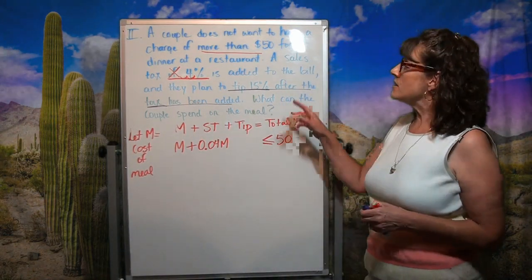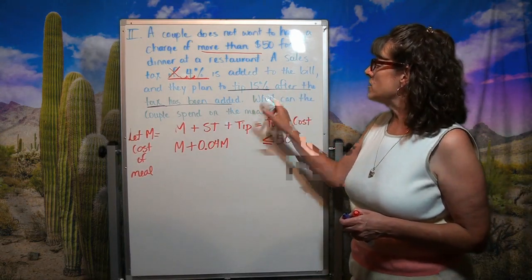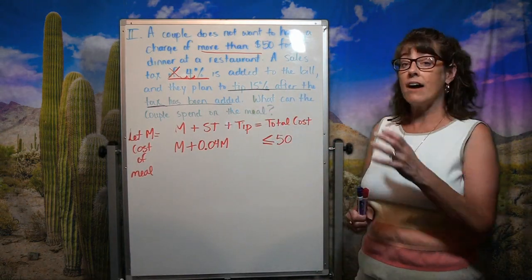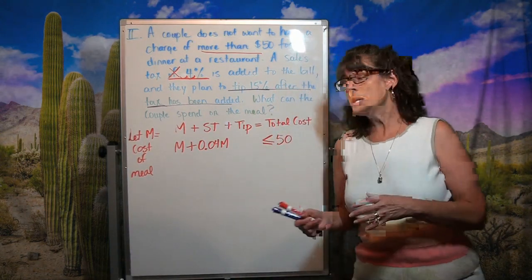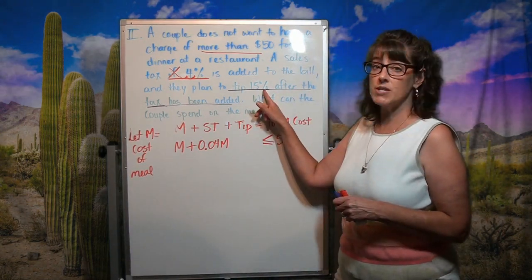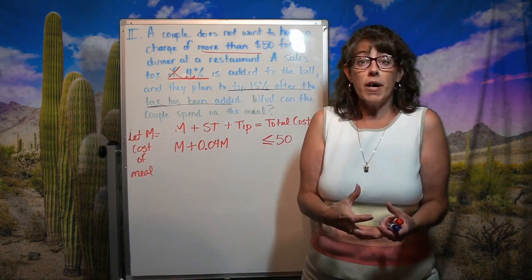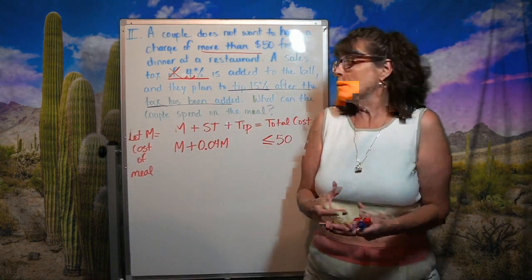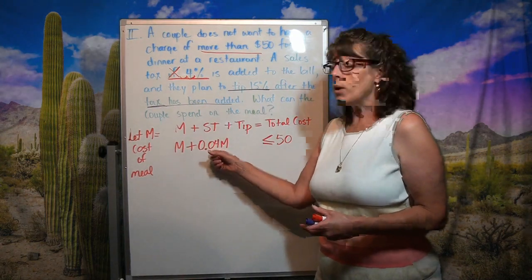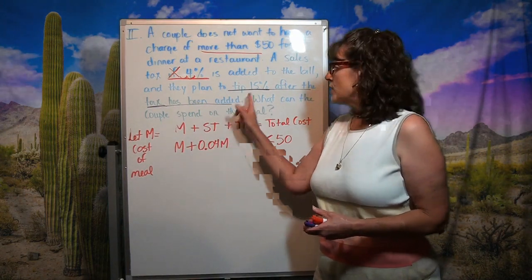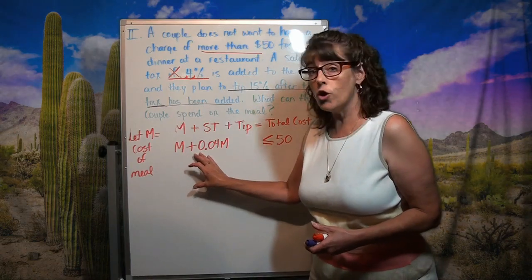But then remember, it says after that, they plan on tipping 15% after the tax has been added. Now, think about how this is working. The tip amount is 15% of what? 15% of the cost of the meal with the sales tax. So it's 15% of all of this.